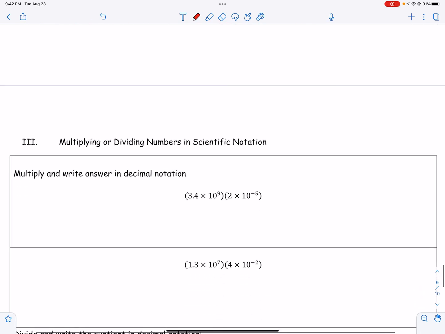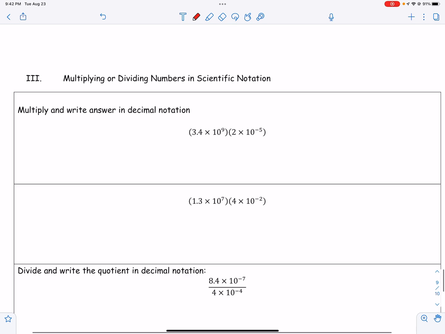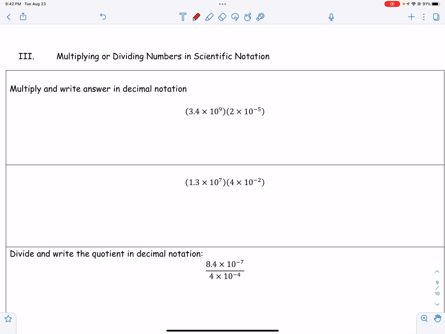Now we're going to do some operations with multiplying and dividing numbers in scientific notation. So when we do these, one way to do them is you can actually write them out and then try to multiply them out and then put them back in scientific notation, but there is an easier way to do these. So you have to look at their answer. What are they asking you to put your answer in? And this is going to be in decimal notation.